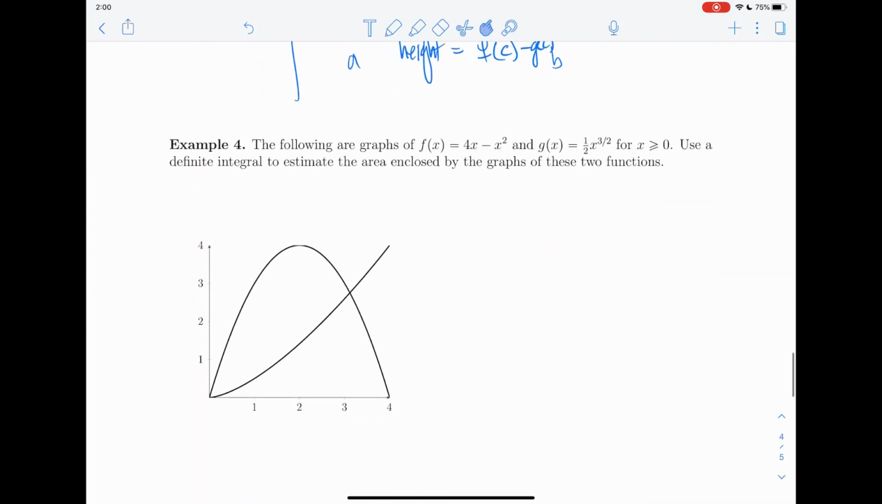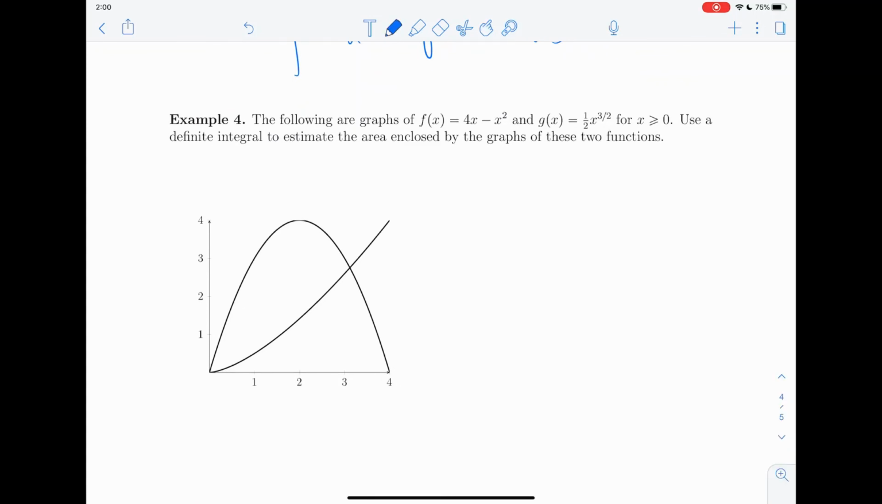So for example, if we have these two graphs, notably, these are the functions f of x, which is 4x minus x squared, and g of x, which is 1/2 x to the 3/2. In particular, we ask for only the parts of these graphs that live for positive x. That's the picture that we might have here. We want to write down a definite integral to estimate the area enclosed by the graphs. So that might be this area right here, where f is our upper bound and g is our lower bound.